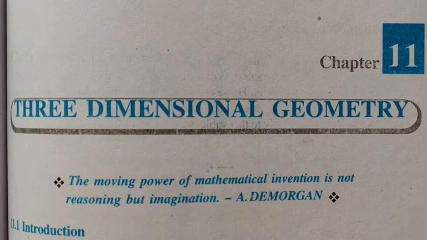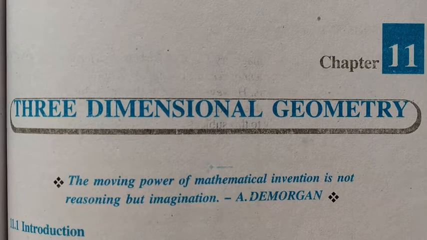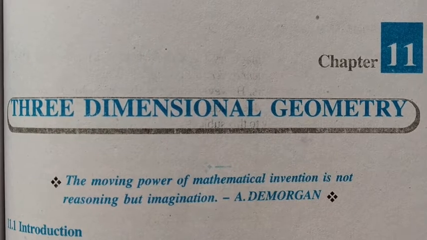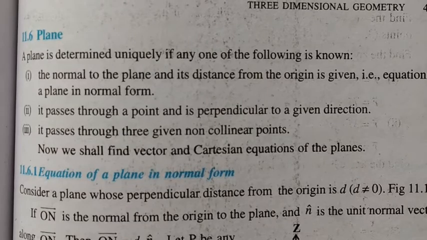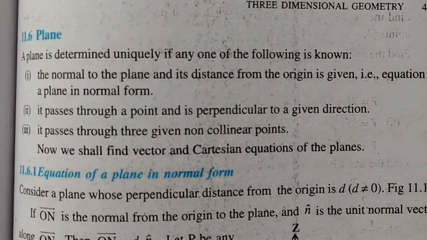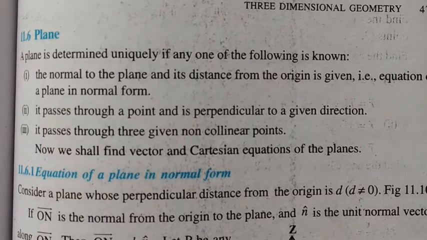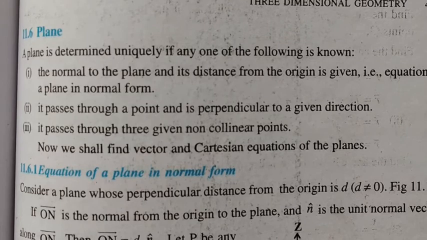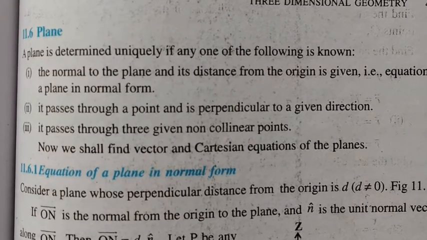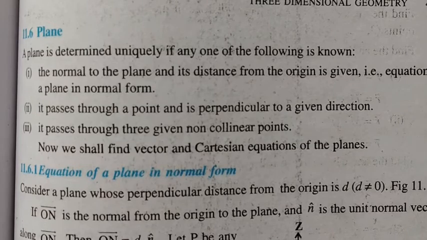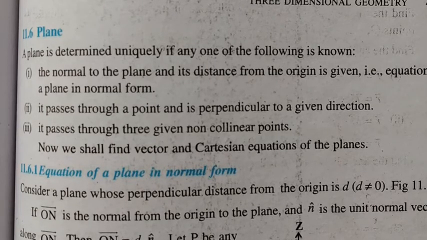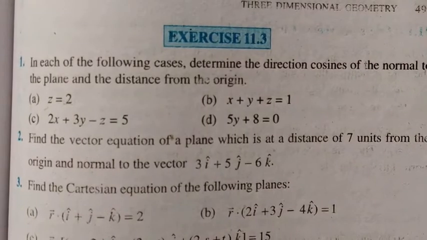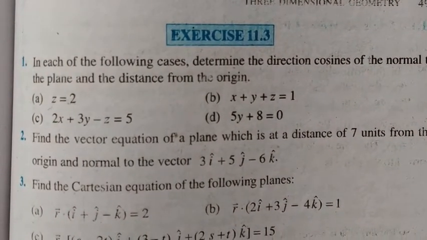In Standard 12th, chapter number 11, 3-dimensional geometry. In the last period, we discussed planes and their conditions. That is equation of plane in normal form, equation of plane passing through one point and having normal, equation of plane passing through three non-collinear points, angle between two planes, distance from a point to the plane, and some examples in exercise 11.3.